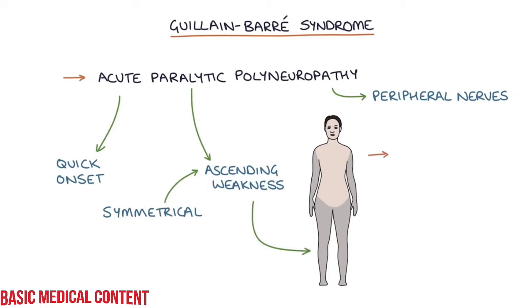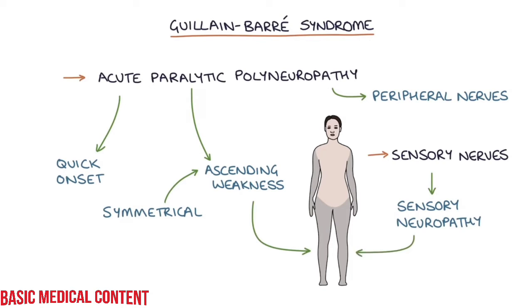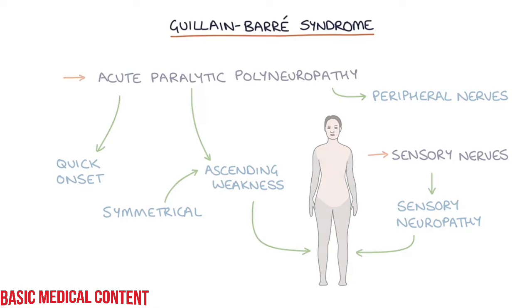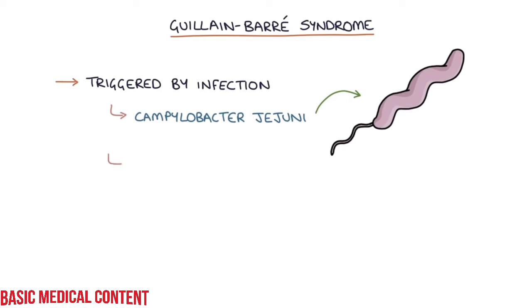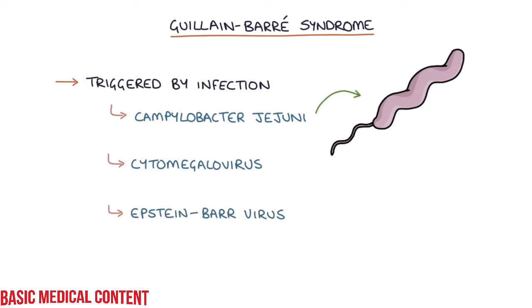It can also affect the sensory nerves, causing a sensory neuropathy. It's usually triggered by an infection and is particularly associated with gastroenteritis caused by Campylobacter jejuni, or infection with cytomegalovirus or Epstein-Barr virus.